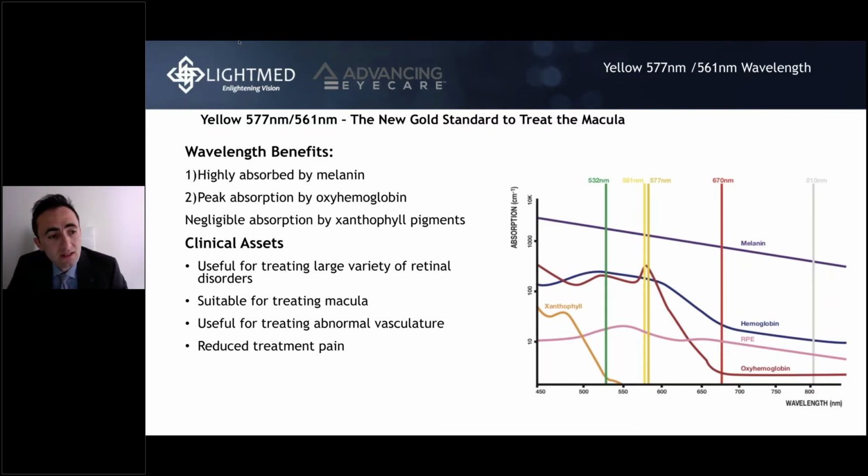The yellow laser does have a peak absorption by oxyhemoglobin, which is present in the microaneurysms, the leakage of which results in worsening of macular edema. And it does have a negligible absorption by the xanthophyll pigments, which are the protective pigment within the macula. You can see that there is some absorption by the xanthophyll from the green laser, however, negligible absorption by the yellow laser, which makes the yellow laser very useful in treating a large variety of retinal disorders, specifically disorders that are affecting the macula.